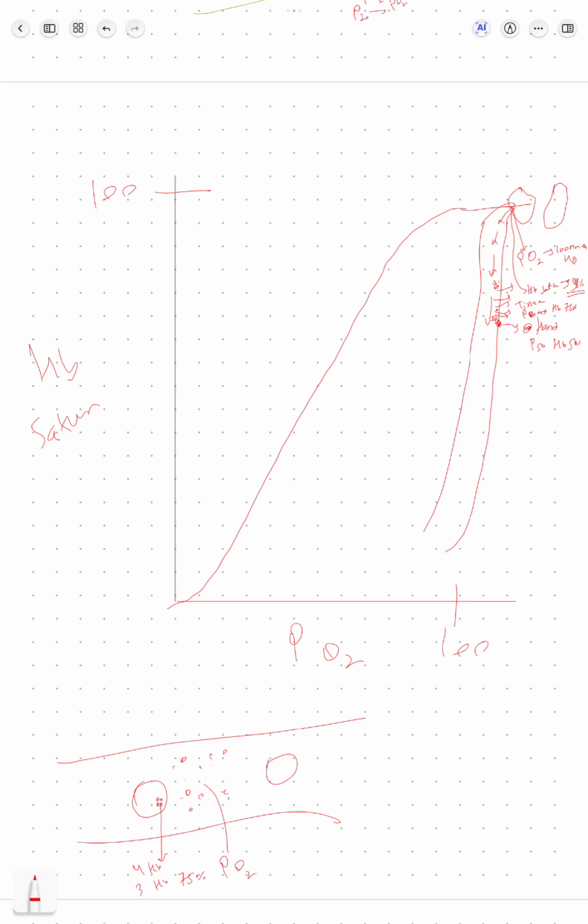But that is not the ideal case. The hemoglobin saturation is never zero and the partial pressure is never zero. This is just a curve to show you that this would happen. So this is normally happening.